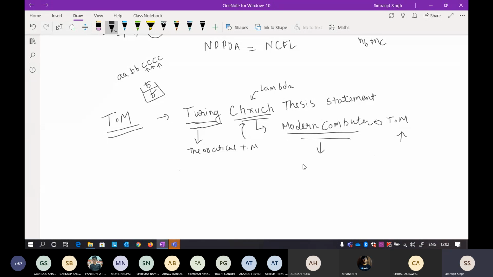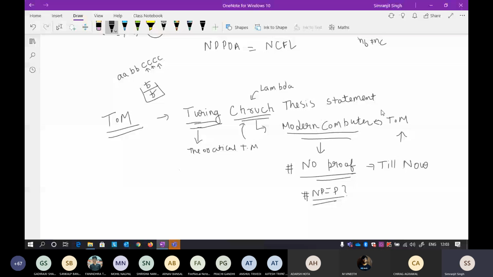First of all, there is no proof for this statement. There is no proof that this statement is true or not. Till now there is no proof, so this is again one of the open problems in computer science. There are other open problems, like whether NP is equal to P. This problem is also open till date: you have to prove that your modern computer is equal to the Turing machine.